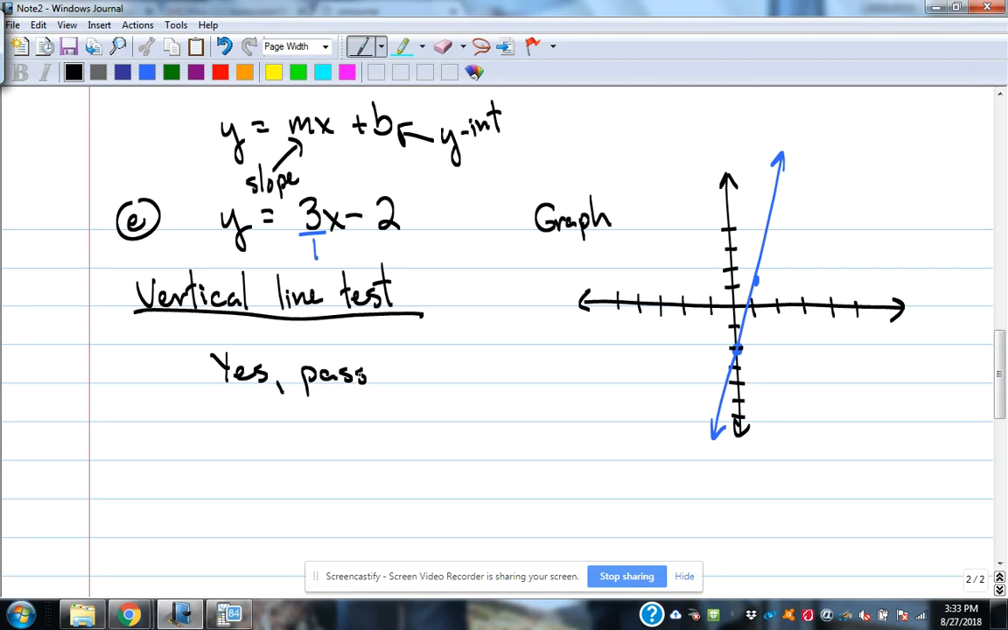And I'm just going to write passes the vertical line test. And I usually abbreviate that VLT, vertical line test. If I ever say that, VLT is a vertical line test.